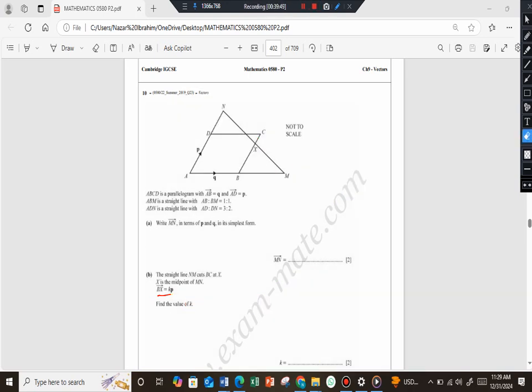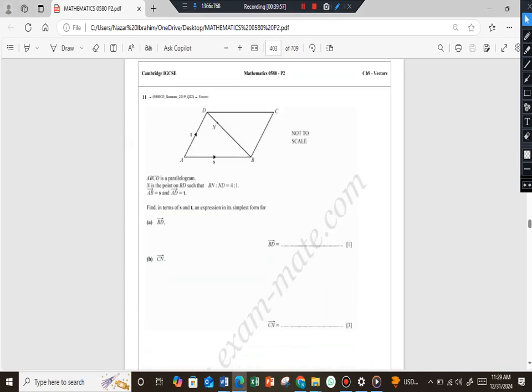Okay, let's move further to question number 11. We can see again a parallelogram ABCD, and we have two vectors: AB is S and AD is T. Find in terms of S and T an expression in simplest form for BD. BD is very simple. BD is equal to BA plus AD, right? BA is in the opposite direction of AB, so BA is equal to minus S, and AD is equal to T.